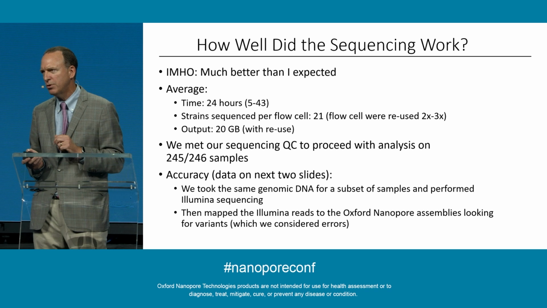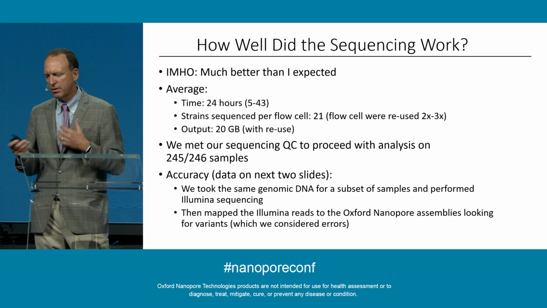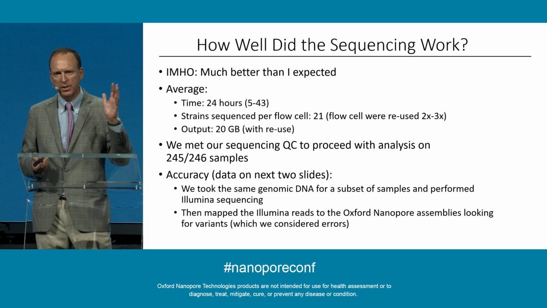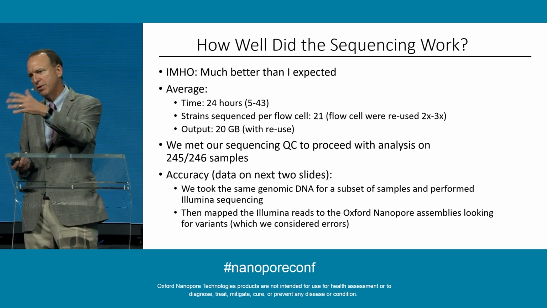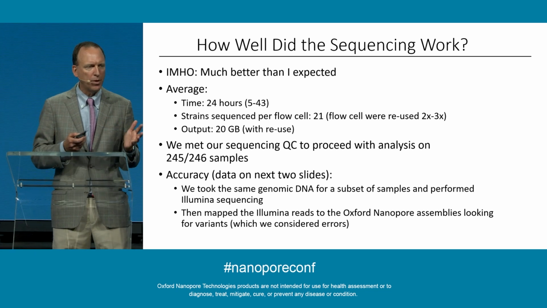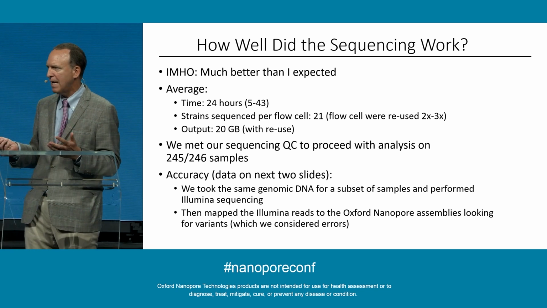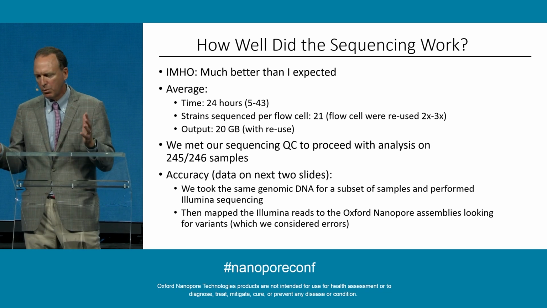She averaged 21 strains sequenced per MinION flow cell. Being cheap, we reuse the flow cells, usually 2x to 3x. So she would sequence 4 or 5 hours, stop, wash, sequence 4 or 5 hours, stop, wash again. And the output was around 20 gigabases, again, with reuse. We met our sequencing QC to proceed, again, 245 out of 246 samples, so it really worked well.